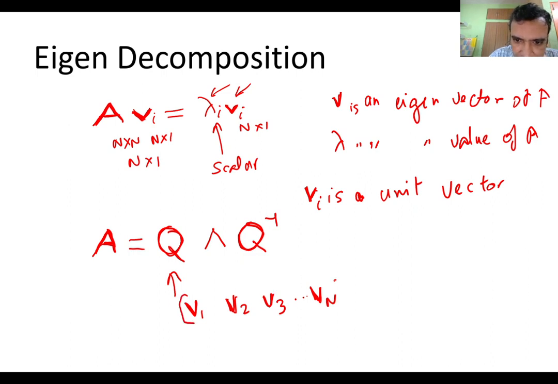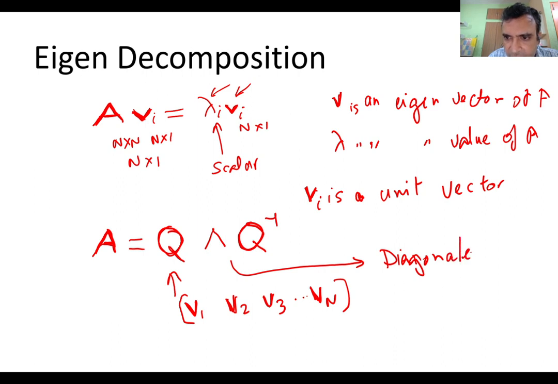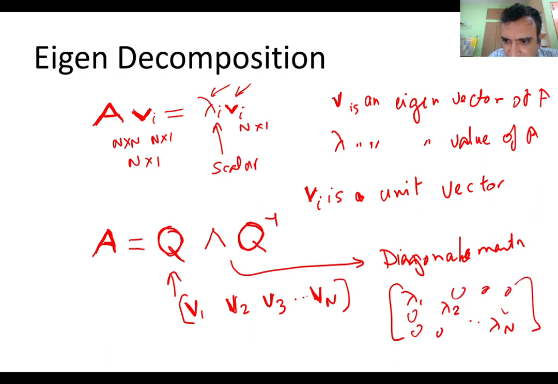Okay, arranged as a matrix. And what is lambda? It is a diagonal matrix of all the eigenvalues. This diagonal matrix is such that you have lambda 1, lambda 2, all the way up to lambda n in the diagonal, and then the rest of it is 0. Usually the way to arrange these eigenvalues is in a decreasing manner. So the highest eigenvalue is lambda 1, the next highest is lambda 2, and so forth up to lambda n.